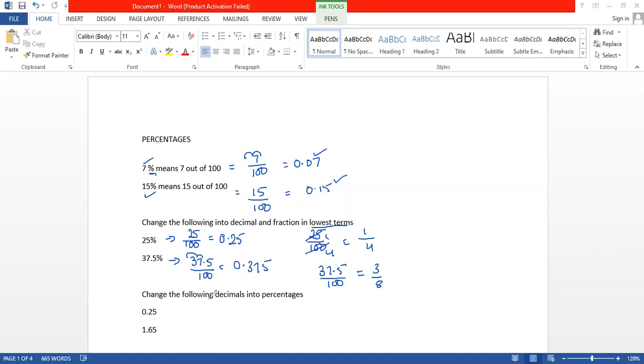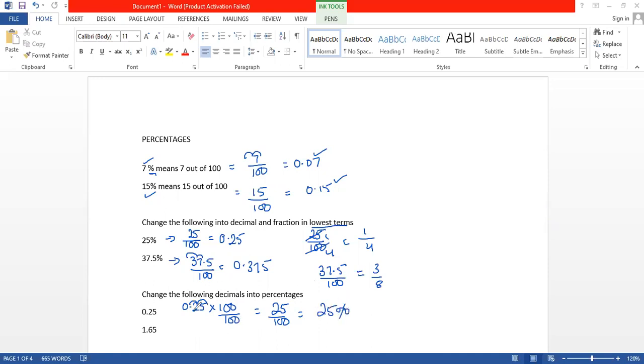Next, you have to change the following decimals into percentages. So this is in the form of a decimal and we need to convert it into a percentage. So 0.25 multiplied by 100. If you multiply it by 100 and also divide this number by 100, it will convert it into a percentage. When you're multiplying it by 100, the decimals would shift over here. 25 over 100, and you can write this in the form of 25%.